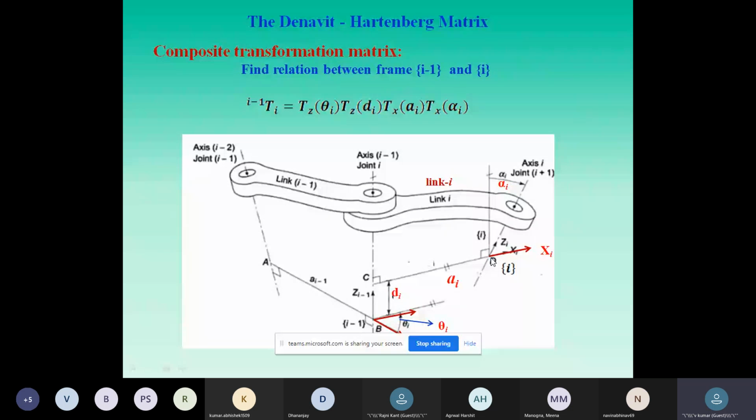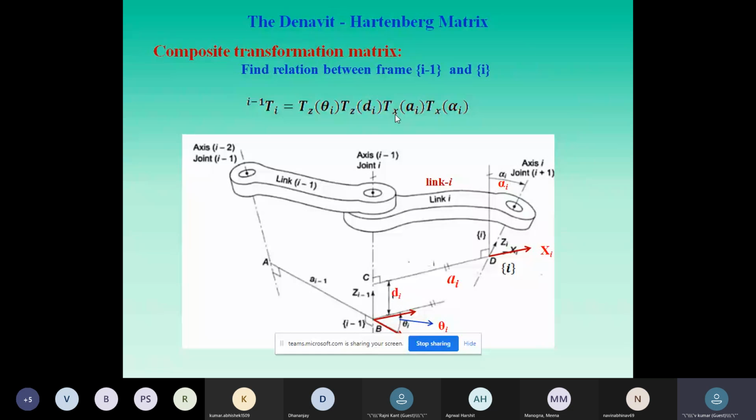From this D point, the origin, to C point, you have to travel a distance. So the second transformation matrix will be translation about which axis? X axis, about the x axis.